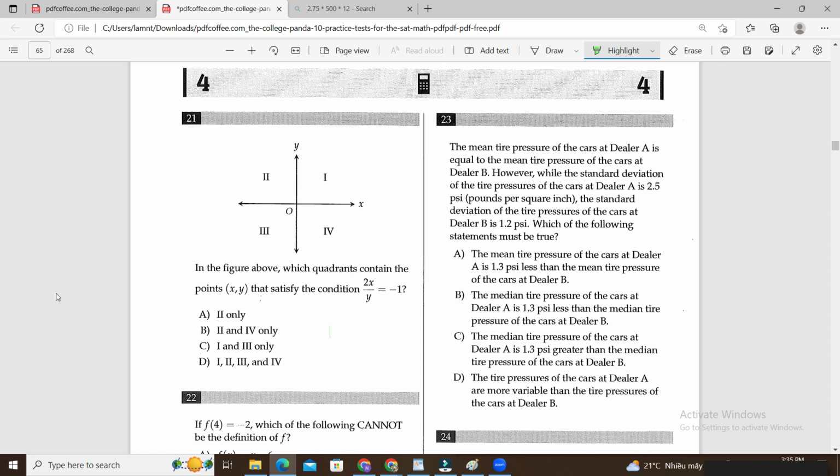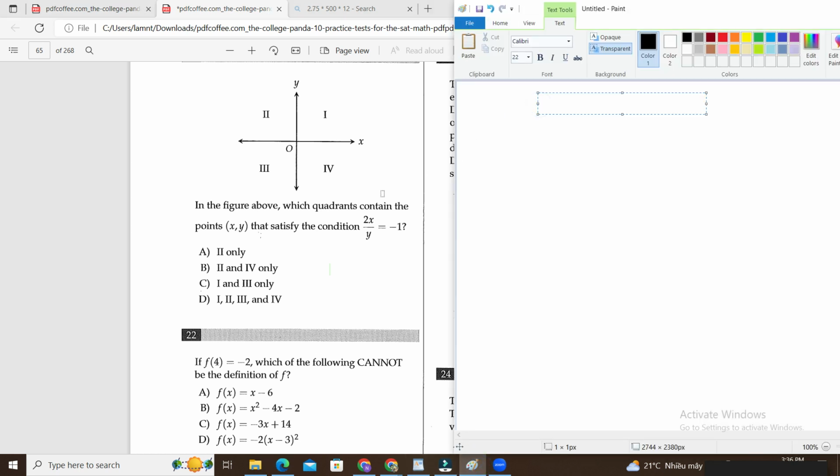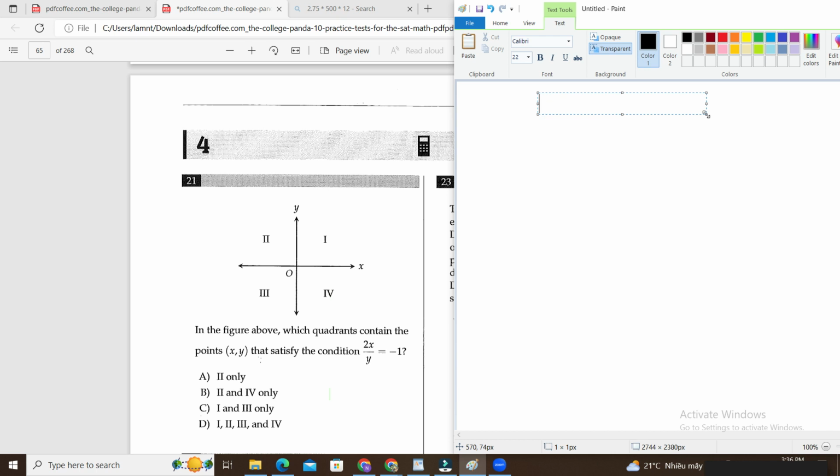Let's see. For question 21, they ask which of these quadrants contain the points (x, y) that satisfy 2x over y equal to -1. Okay, so we have that 2x over y equal to -1, which means 2x is just equal to -y, or y equal to minus 2x.